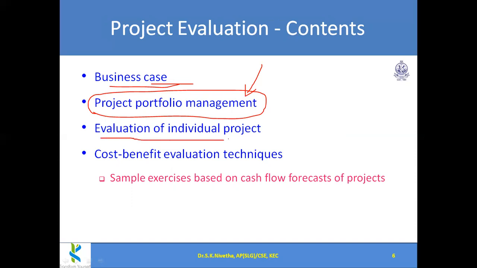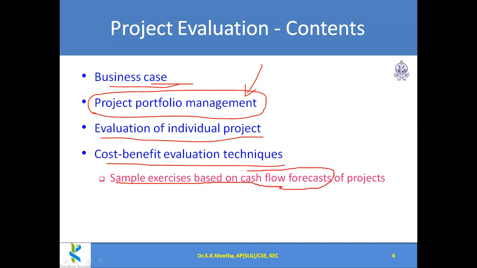And how do we evaluate the individual project? That part we have seen. When a few projects are coming, we have to evaluate or rank them, or evaluate an individual project. The common techniques followed in the industry, as we have seen, are net profit and those things. We have seen some sample exercises on how to do this cost-benefit evaluation based on the cash flow forecast. This forecast is not the original, actual income.